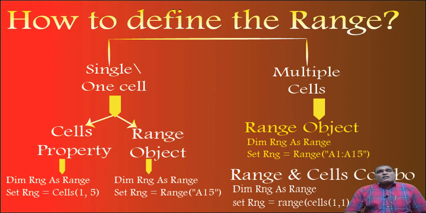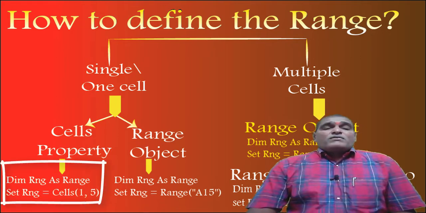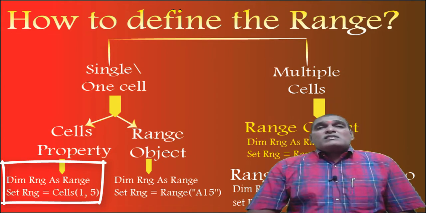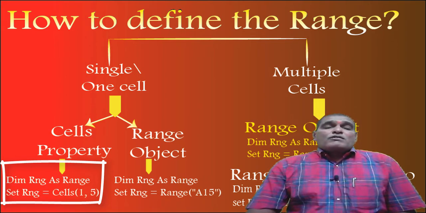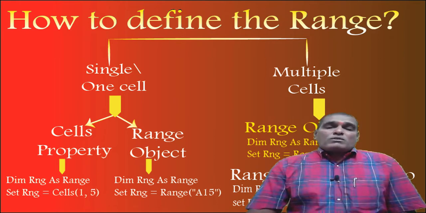So here, first I am explaining about the cells property. First, the user has to define the range variable, dim RNG as range. Next, set RNG equivalent to, here I am using cells property, cells open bracket 1, 5. This cells property consists of two arguments. First one is row index and second one is column index. Means first row and fifth column. Let me explain in the workbook.